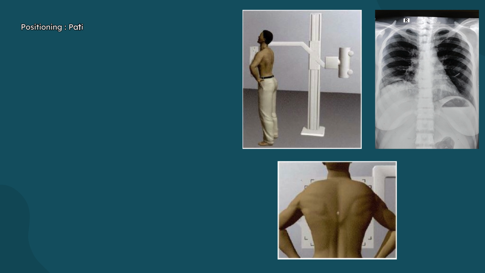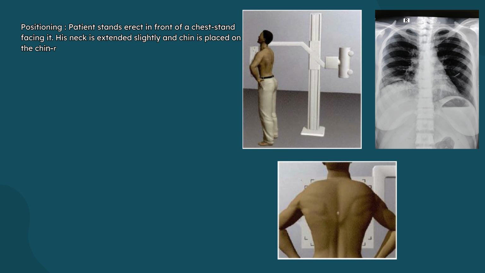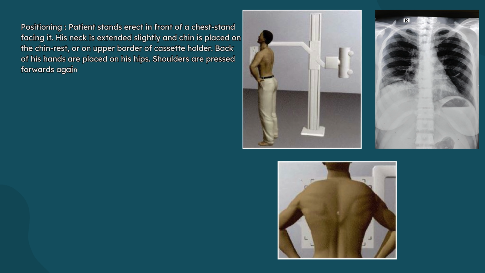It provides a clear image of the chest's anatomical structures. Posterior anterior view. Positioning: patient stands erect in front of a chest stand facing it. His neck is extended slightly and chin is placed on the chin rest, or on upper border of cassette holder. Back of his hands are placed on his hips. Shoulders are pressed forwards against cassette. It is ensured that trunk is not rotated. Patient is asked to remain motionless. Site is marked and X-ray beam is collimated.